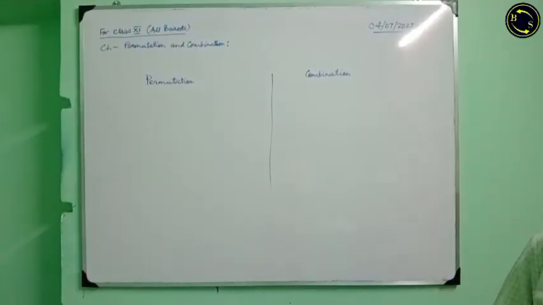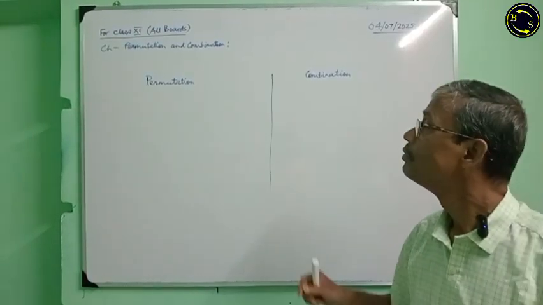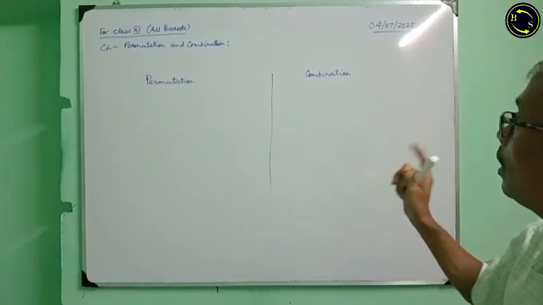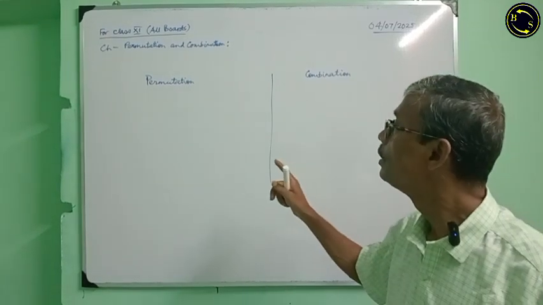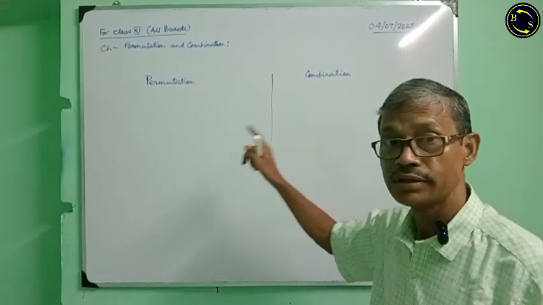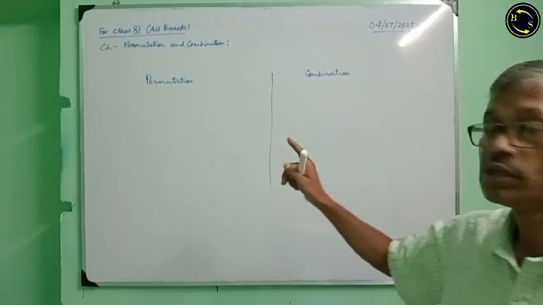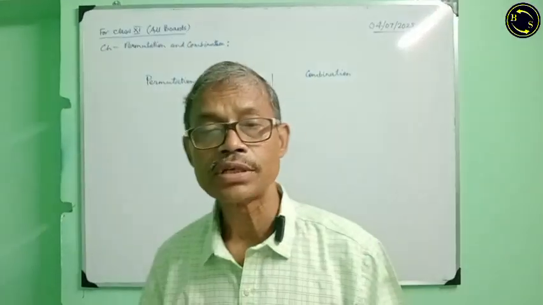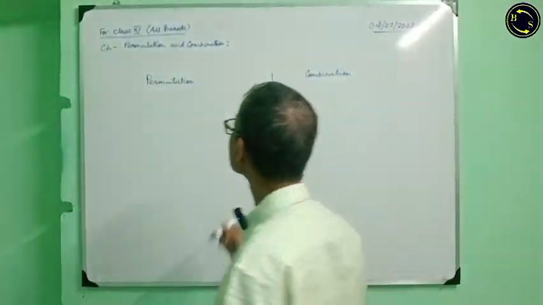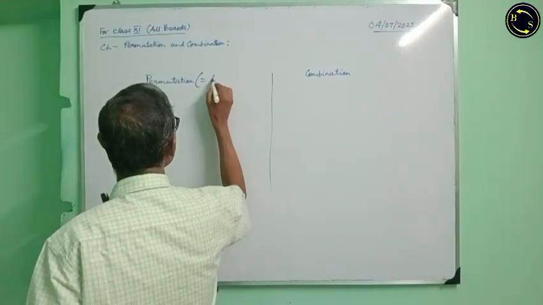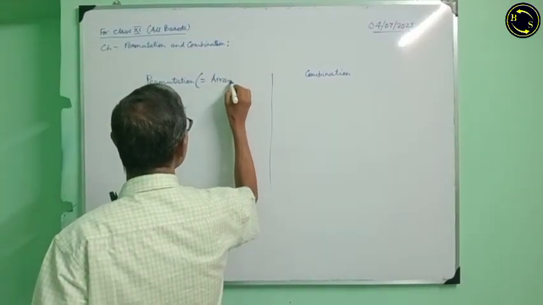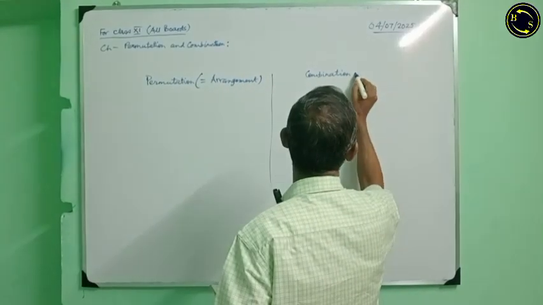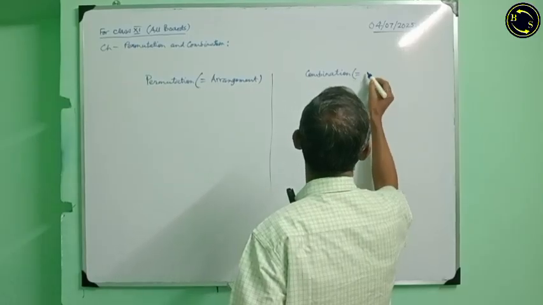Now I move to the main thing, permutation and combination. I will discuss side by side. On the left side I have taken permutation, on the right side combination. Synonym for permutation is arrangement. And synonym of combination is selection.